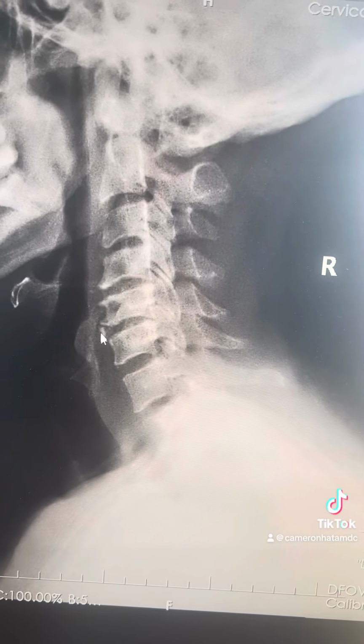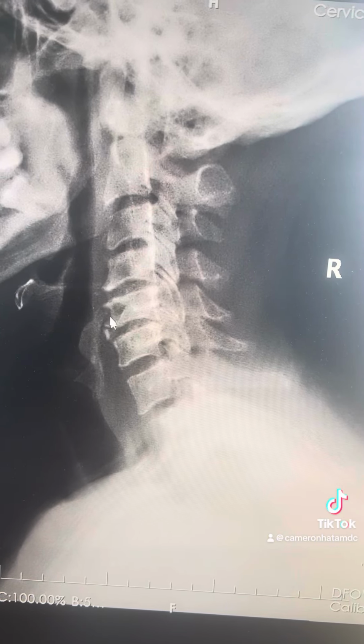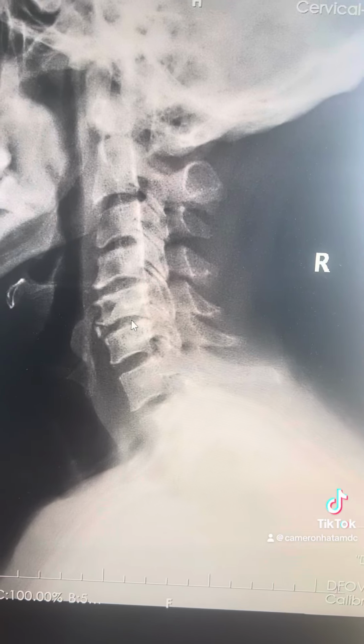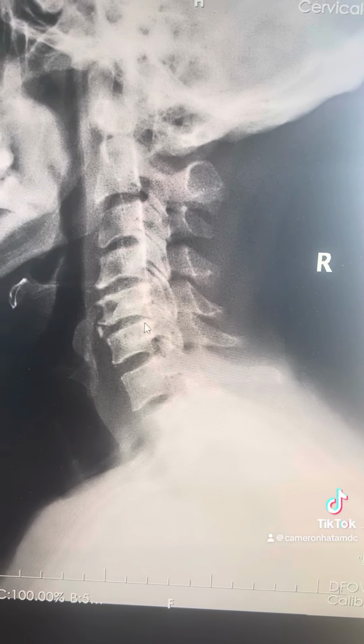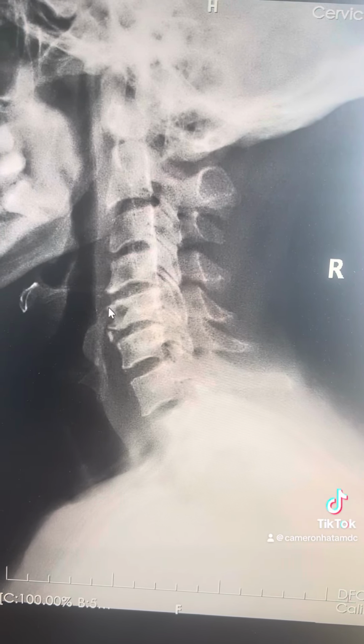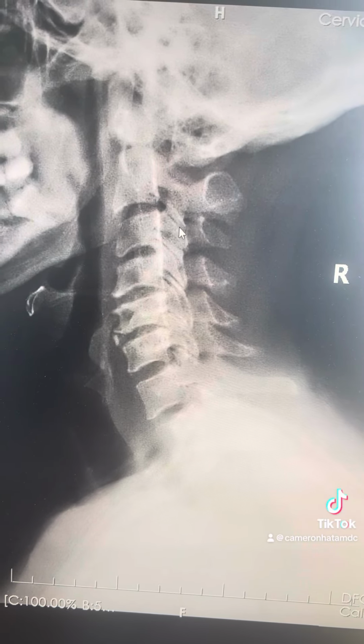So at C5 we see these little floaters right there. These are just called limbus bones. They're not fractures. They're kind of like pseudo fractures. Right here we do see a little bit of degenerative disc disease, and we are seeing some osteophyte formation right here in the mid-cervical area.